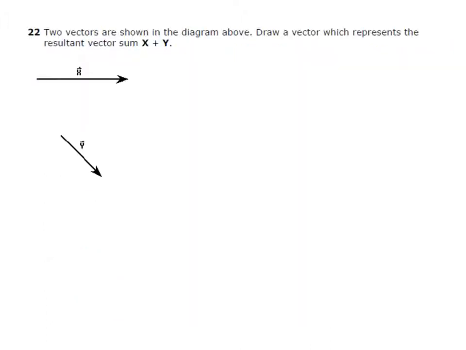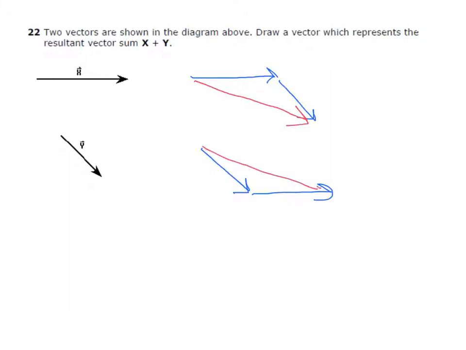These two vectors are shown right here. We can add these together in two different ways. Tip to tail: we draw one vector like this, and then we draw the other vector like this. So the resultant vector goes like this. It doesn't matter the order that we draw the vectors. I can draw the first vector like this, and then the second vector like this, and the resultant is still the exact same. We could do this with the parallelogram method if we wanted to.